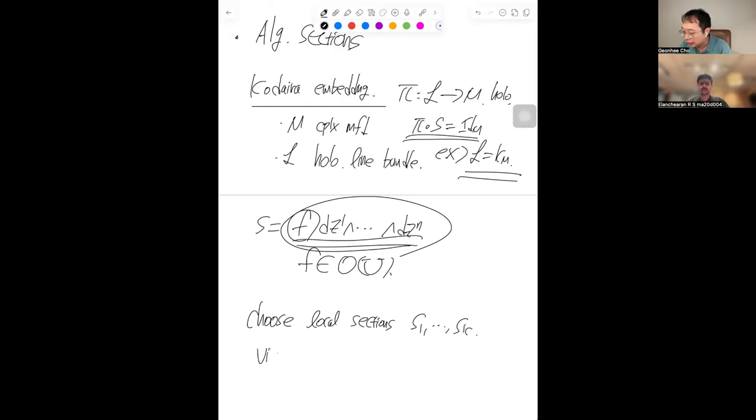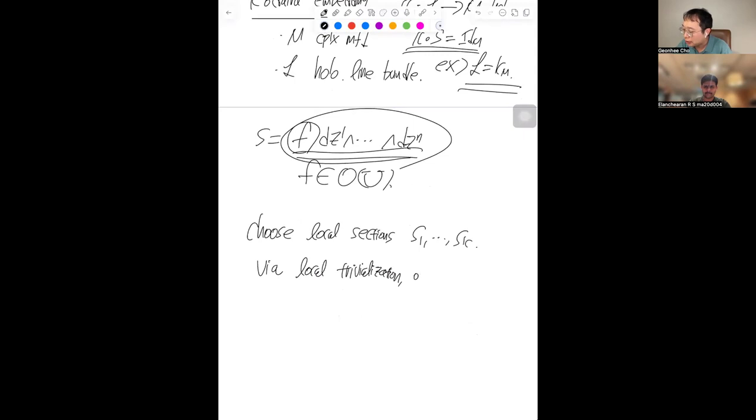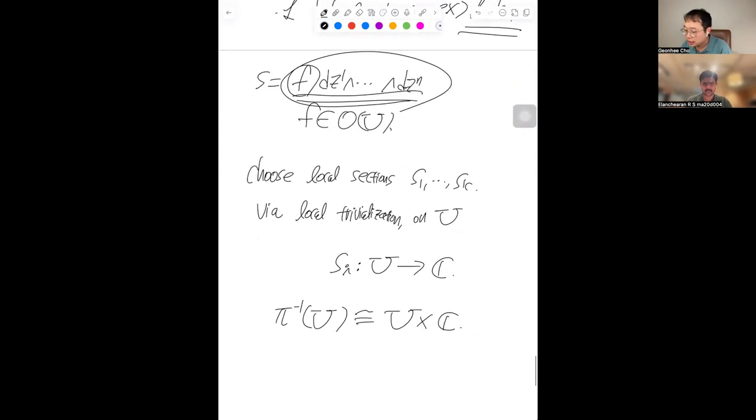However, via local trivialization, on U we can assume each s_i is a function from U to C. This is already tricky in the sense that we have identified this guy as U cross C, so that at each point, the section actually sits inside of here.